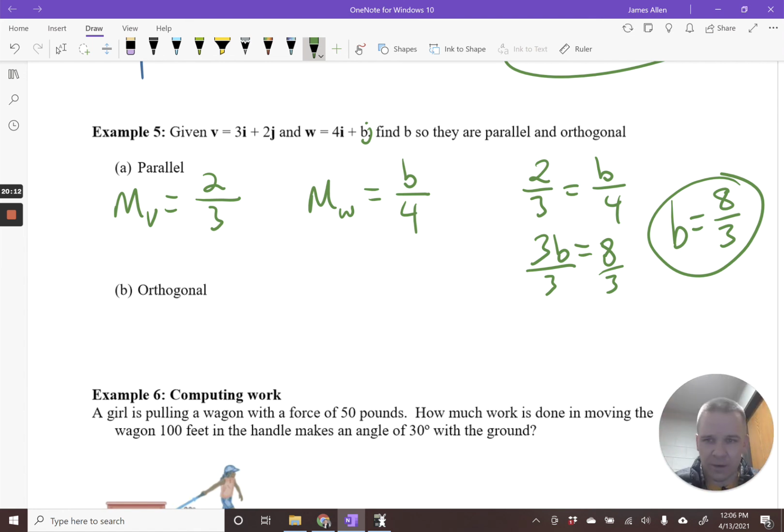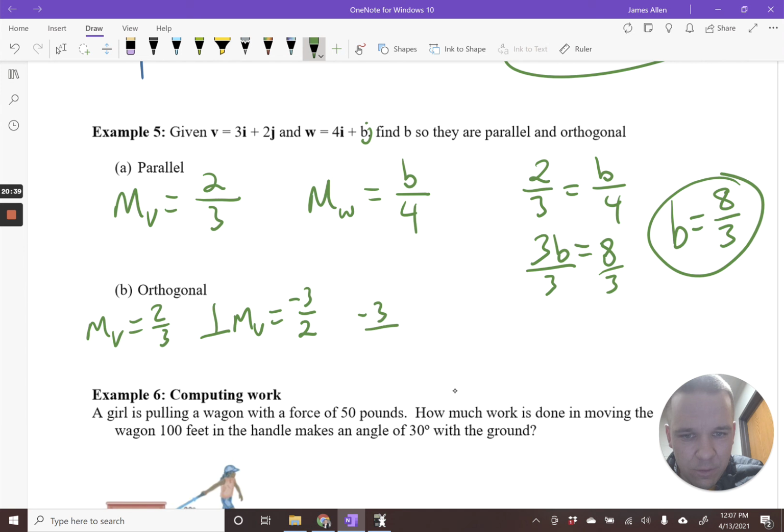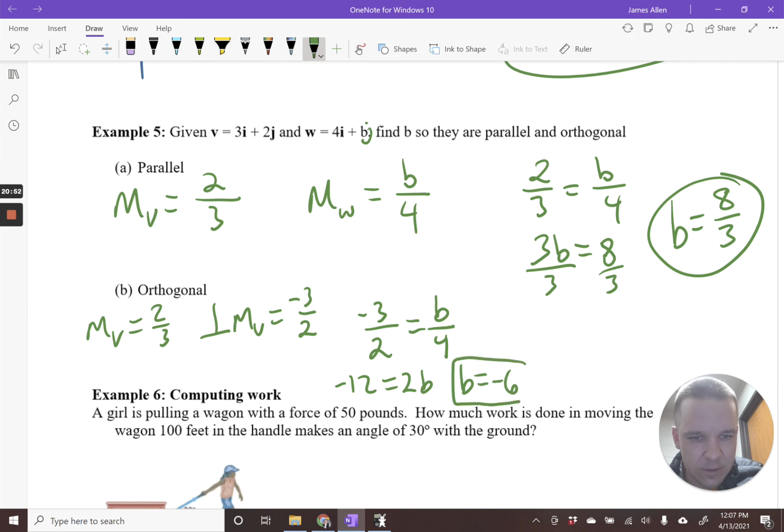All right. Orthogonal. First one, method of slopes. So we know the slope of v is 2/3, which would mean that the perpendicular slope to v would be -3/2, right? Opposite reciprocal. Now I can take my slope of w and set it equal to that -3/2. So I'd have -3/2 is equal to b over 4, which I already have. So I'd get -12 is equal to 2b, so b is equal to -6. Boom. There's method 1, with the slopes.